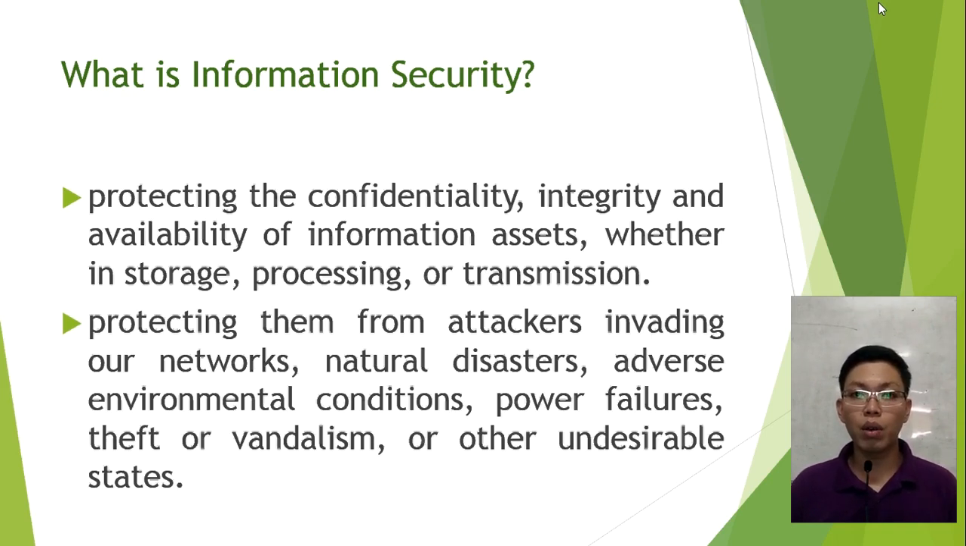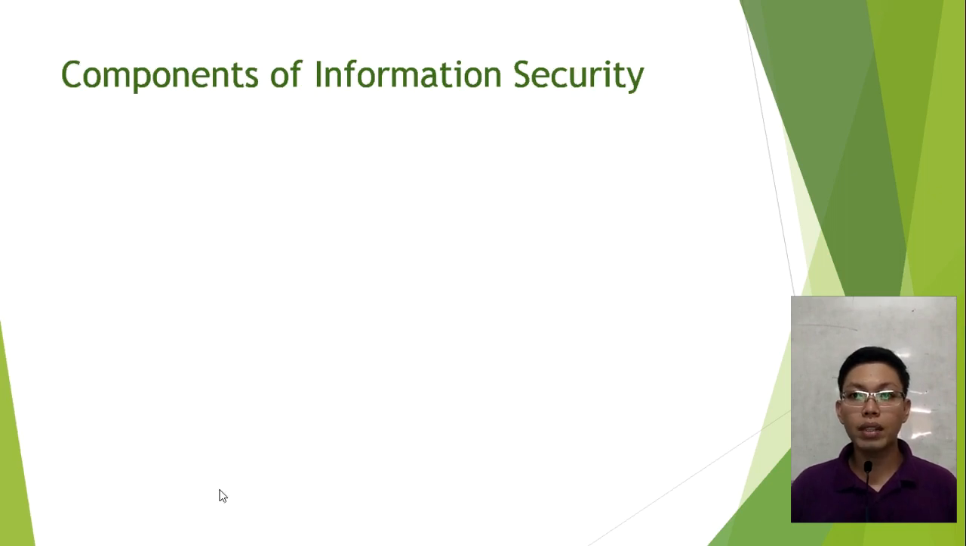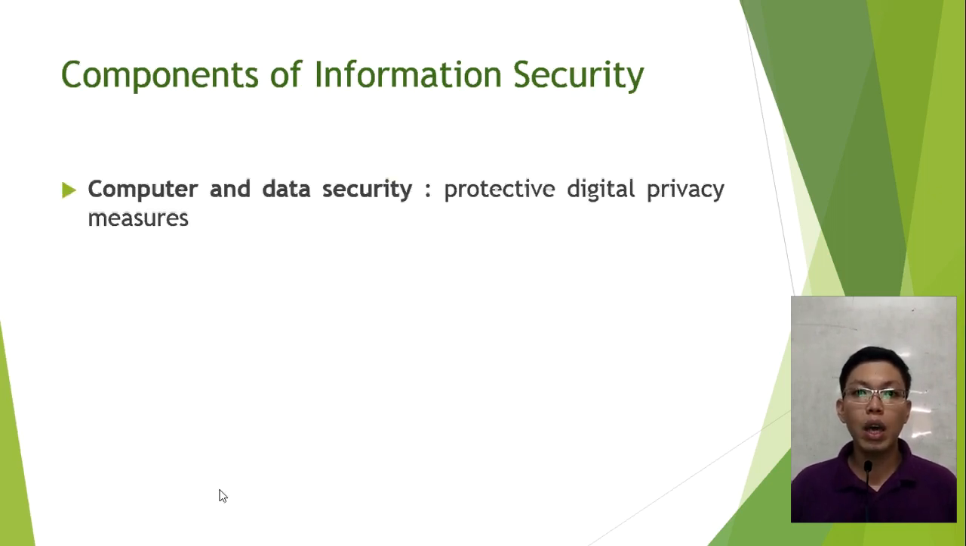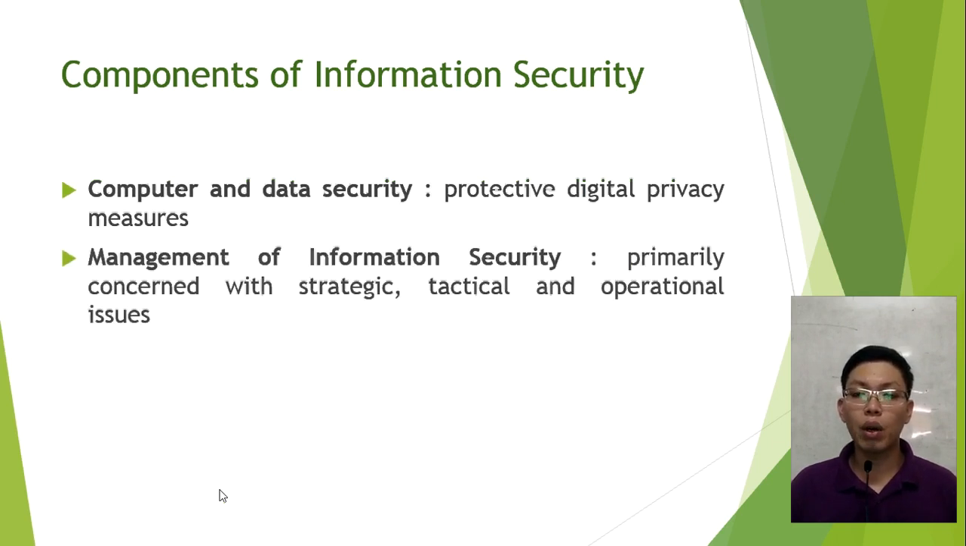And there are four components of information security. One of these is the computer and data security, which refers to protective digital privacy measures that are applied to prevent unauthorized access to computers, databases, and websites. It also protects data from corruption. The second component is the management of information security, which is primarily concerned with strategic, tactical, and operational issues surrounding the planning, analysis, design, implementation, and maintenance of an organization's information security program.